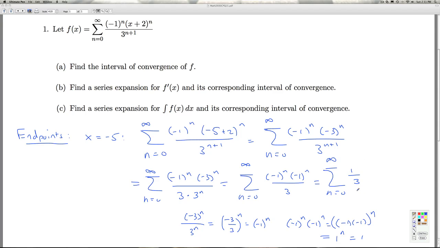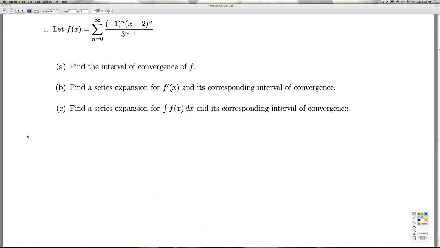So I'm adding up 1/3 infinitely many times. This is going to diverge. By the nth term test, the nth term is always 1/3, and that never goes to 0. So that tells me I have to exclude negative 5 from the domain because it doesn't add up to a real number. Let's check the other endpoint.